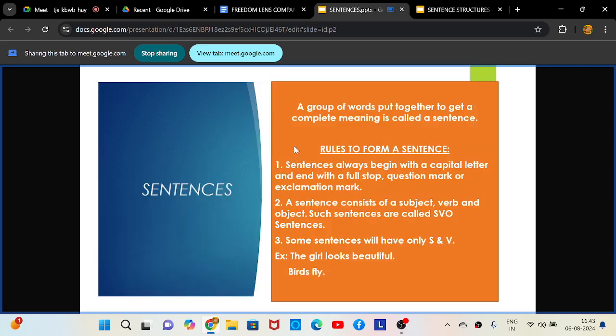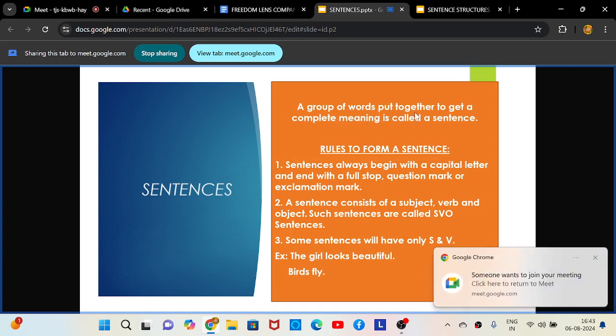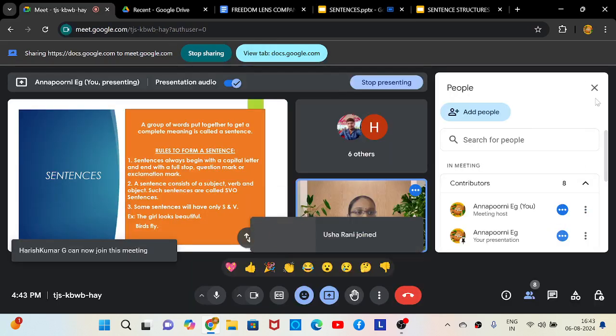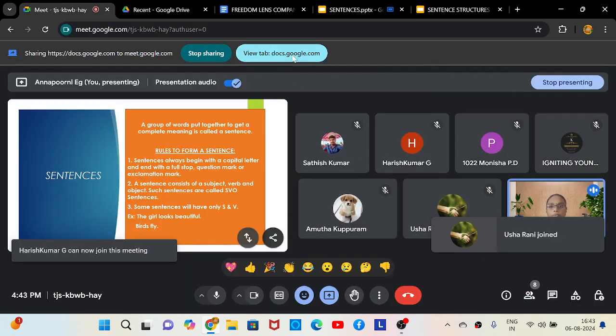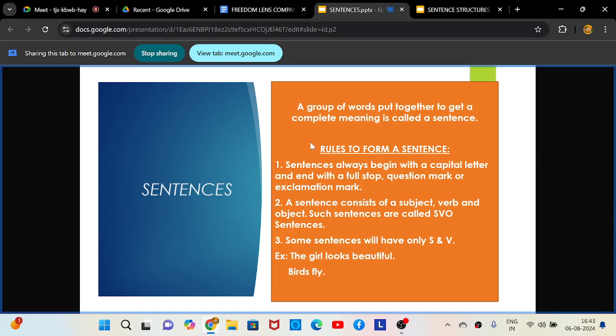Generally, what is meant by a sentence, that is the first thing we are going to discuss. A sentence is a group of words put together to get a complete meaning. I repeat, generally people will tell it is a group of words. But we cannot write the group of words in our own way. For example, a simple example: my name is Kavya. This is a simple sentence.